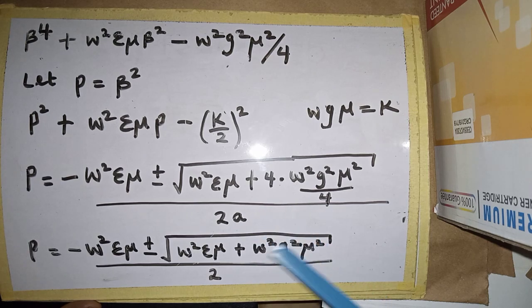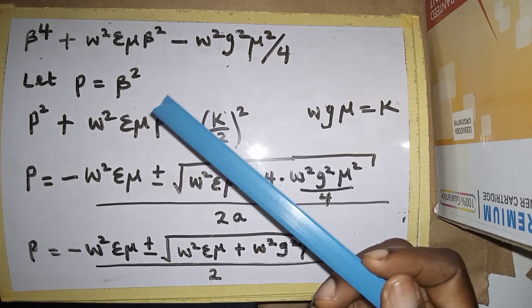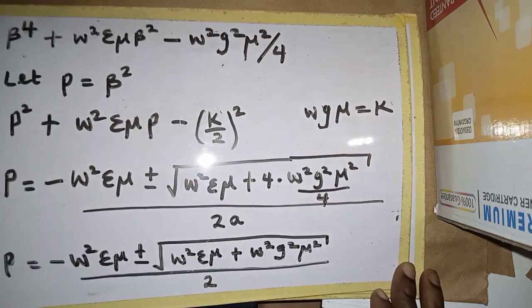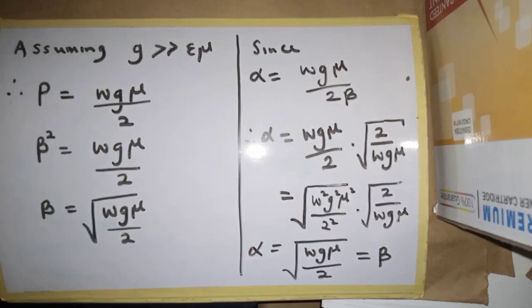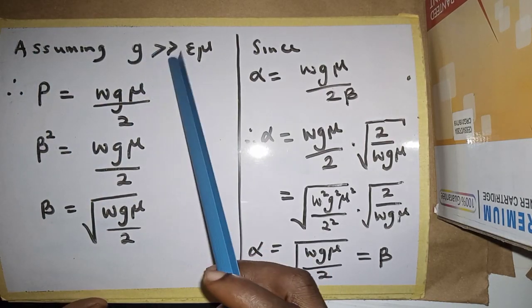If you compare WG mu with this, you can see that G is still inside of this part. G here is still going to be compared with this, which is still greater than this one. So in the long run, we'll discover that this part will still become useless. So our P will become what? WG mu all over 2, which is in the next slide. And this is what we've stated earlier on, that G is far greater than epsilon mu.